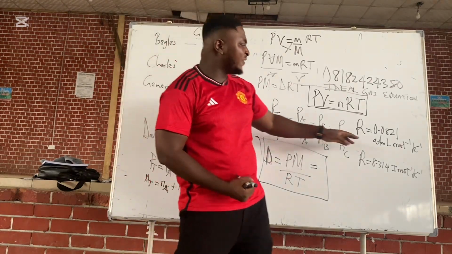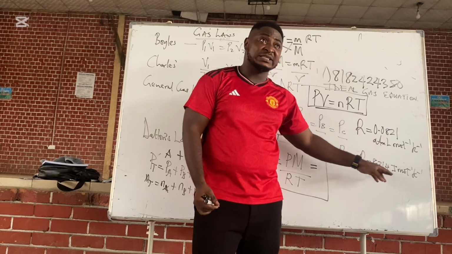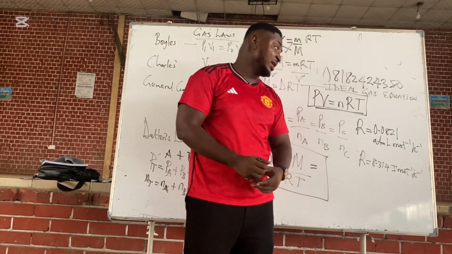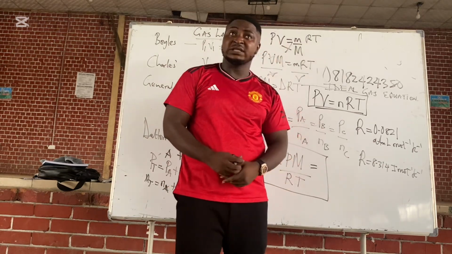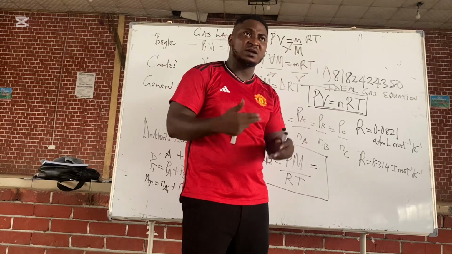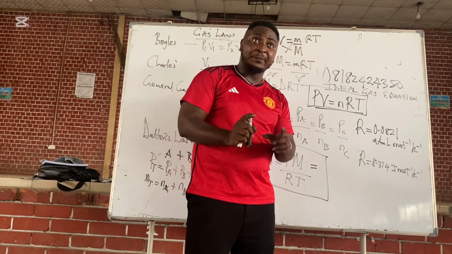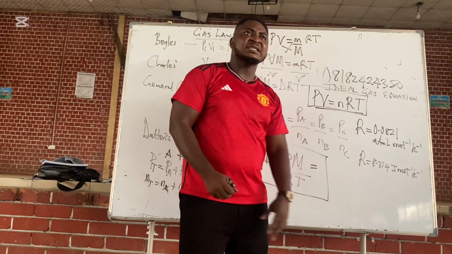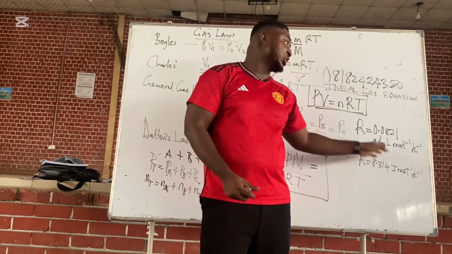Class, when your pressure is given in atm and your volume is given in liters, use 0.0821. When your pressure is given in atm and your volume is given in what? Liter, use 0.0821. Please, I was fast. Watch the video and correct yourself. You can pause the video and say, let me count. This man was too fast here. Rewind. Pressure is atm, volume is liter, use 0.0821.